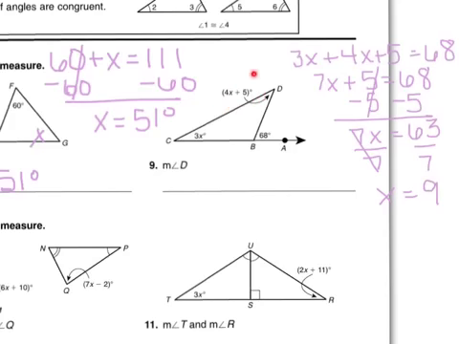Now, here's angle D. How do I get this now that I know what x is? Plug it back in. So I'm going to do 4 times 9 plus 5, which is 41 degrees. 41 degrees. Good. Well done.